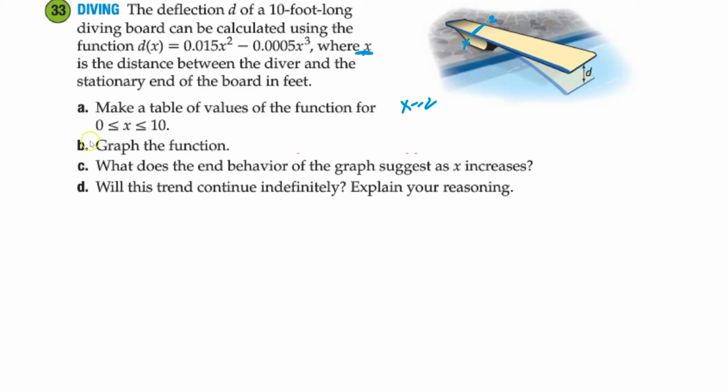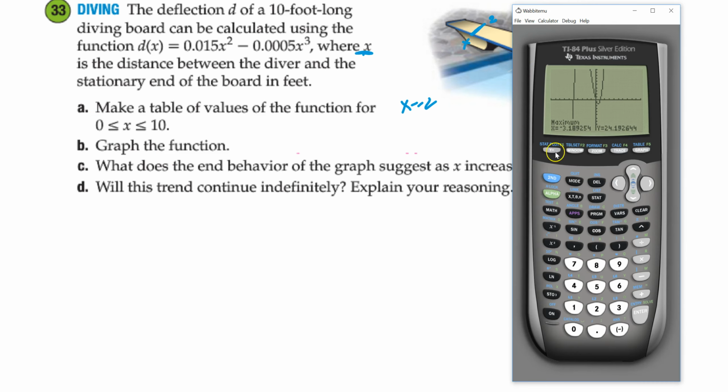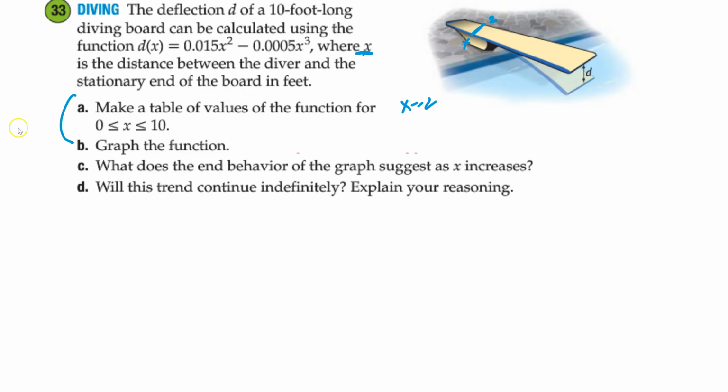Make a table of values for the function from 0 to 10. Again, I'm not going to make you make a table of values. We could use a calculator. It's the same thing, because if you made a table of values, you'd be plugging into your calculator anyway. So 0.15 x squared minus 0.0005 x cubed. So I get that. Now they only want it between 0 and 10, so I'm going to fix my window. That's going to affect me.